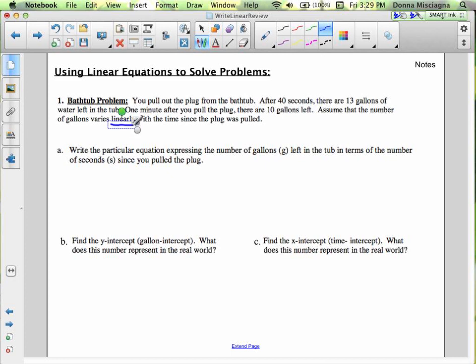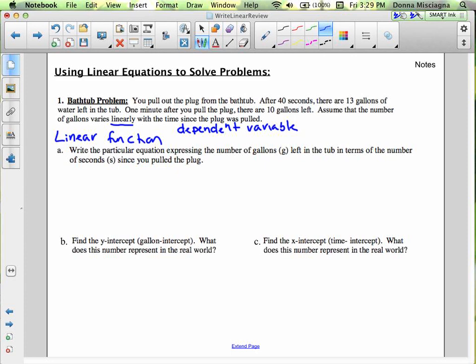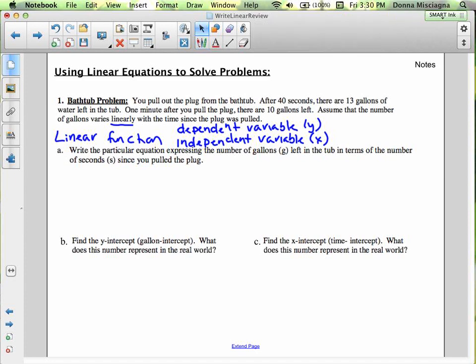There we go. So linearly, we already know this is a linear function. So we have to identify points and the slope. Before you do any of those things, you need to figure out with a real-world problem which variable is x and which is y. The dependent variable is always y. The independent variable is always x. The question itself tells you which is y, the dependent, and which is x, the independent. It says gallons varies linearly with time.